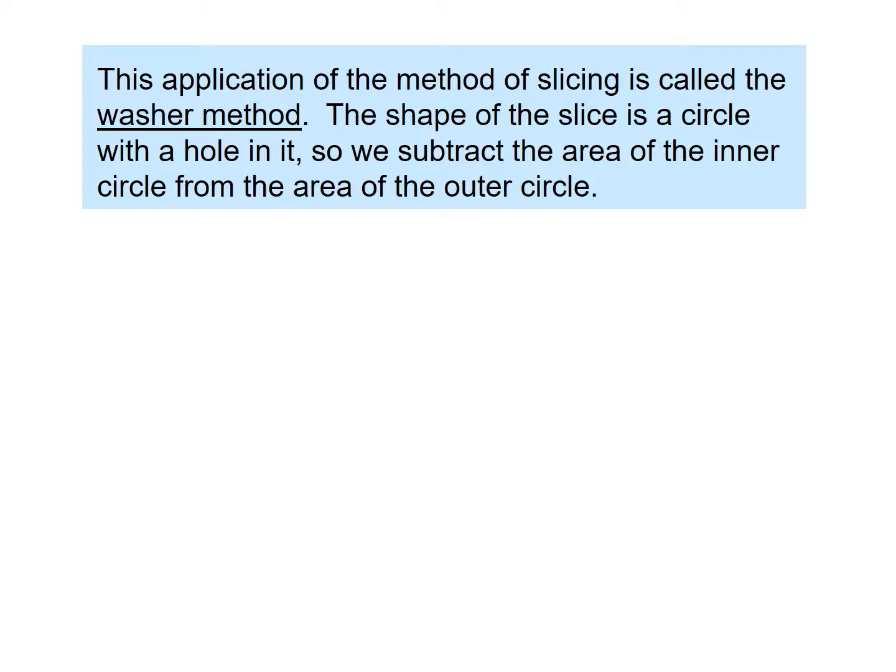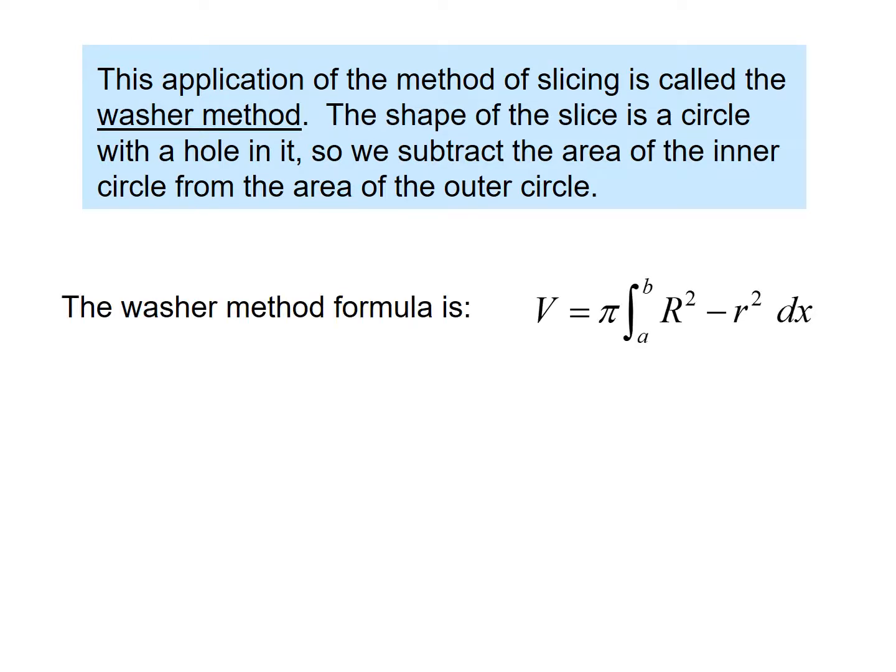So we refer to this as the washer method, and it's really just the disk method twice. We're taking the disk method of the outer portion and subtracting the disk of the inner portion. But we can put it all together in one formula by saying pi times the integral from a to b of big radius squared minus little radius squared dx, or dy.